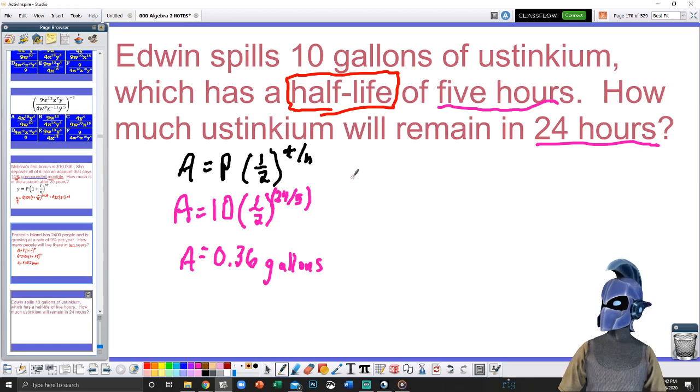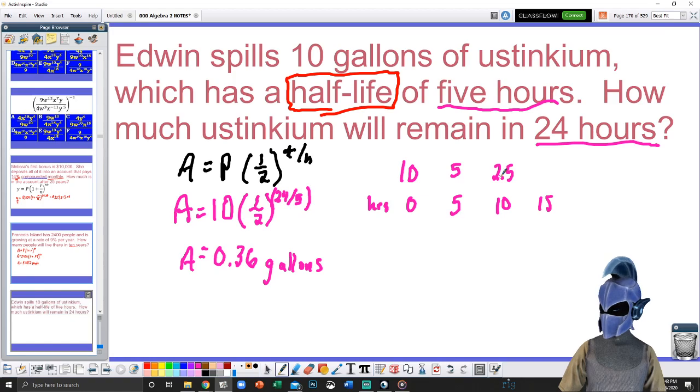Okay, you can always check to make sure that your answer makes sense. You had 10 gallons, and then every 5 hours, it's going to cut in half. So after 5 hours, so this is like 0 hours, 5 hours, you're going to be cutting in half. 5 more hours, you're going to cut that in half. 5 more hours, you're going to cut that in half. So half of 2.5 is 1.25.